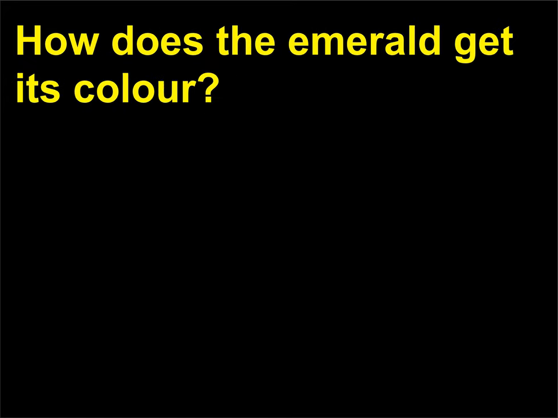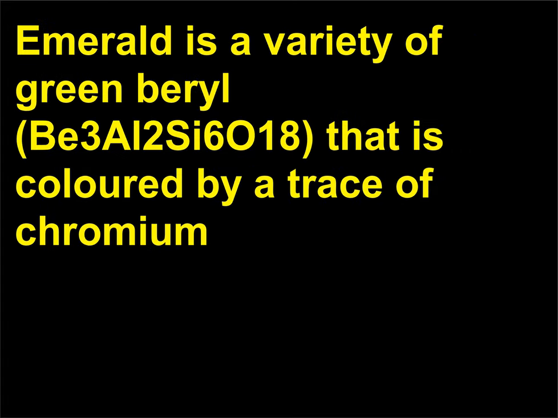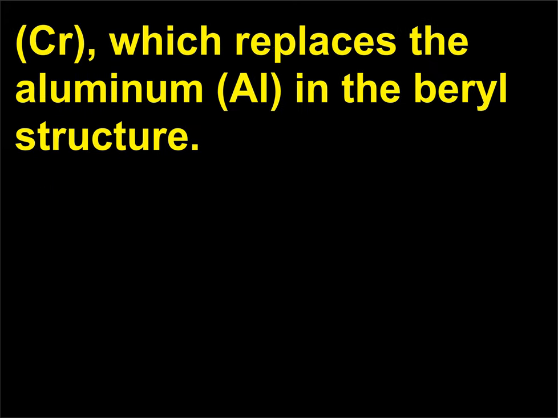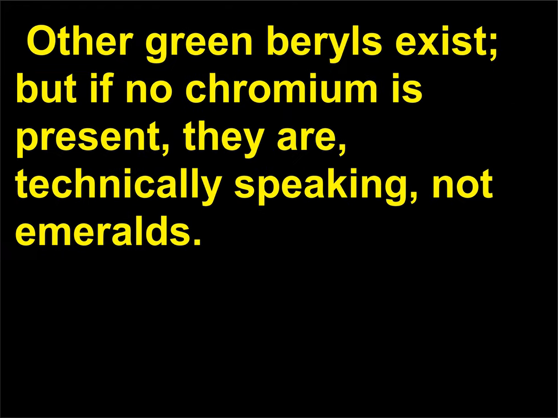How does the emerald get its color? Emerald is a variety of green beryl, Be3Al2Si6O18, that is colored by a trace of chromium, Cr, which replaces the aluminum, Al, in the beryl structure. Other green beryls exist, but if no chromium is present, they are, technically speaking, not emeralds.